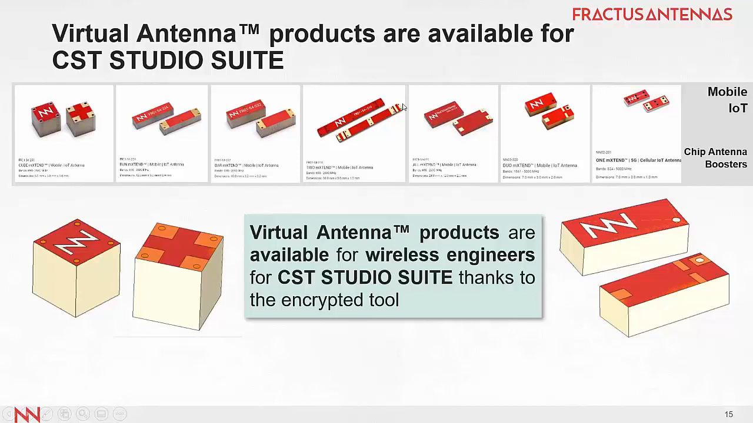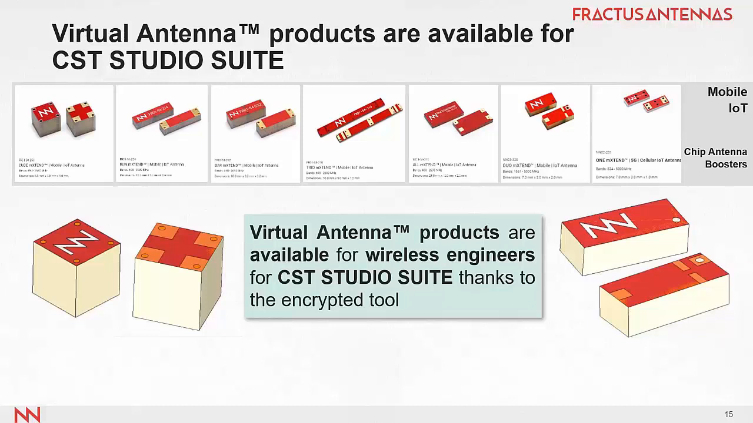Okay, here we have all the products from Virtual Antenna. We have several products with different shapes because every device is unique. So sometimes you have less ground clearance, you need more bands, you need to operate several communication systems. So here we have several products, and all these products are now encrypted, so they can be used by anyone who has CST in their IoT device. We will explain at the end of the presentation how you can download these encrypted models and how you can use them for your IoT designs.